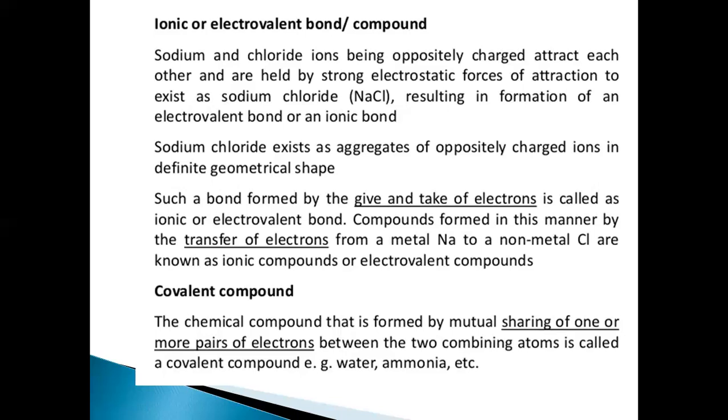And that is called what? Ionic compound or electrovalent compound. Now what is a covalent compound? Sharing of electron. This is the more important word. Sharing of one or more pairs of electrons between the two combining atoms is called a covalent compound. Deeply you will study this in the next chapter on carbon compounds.